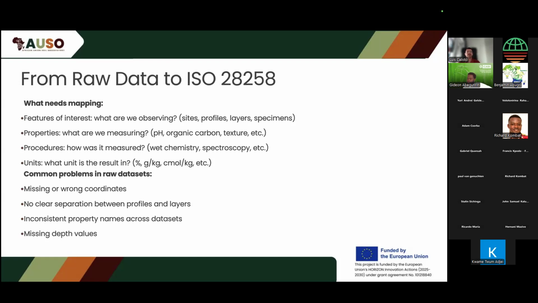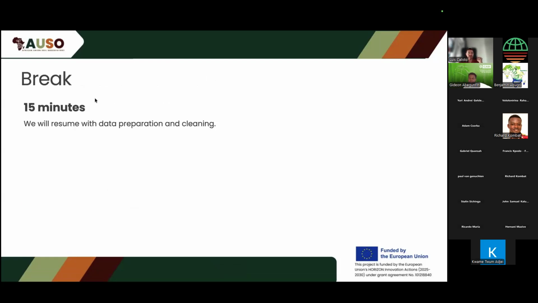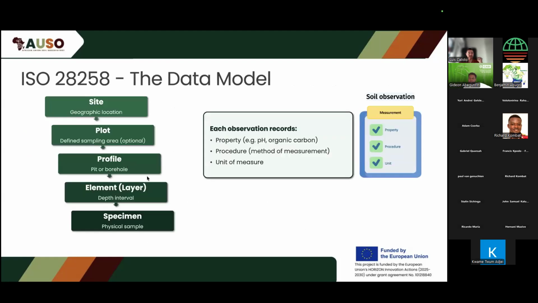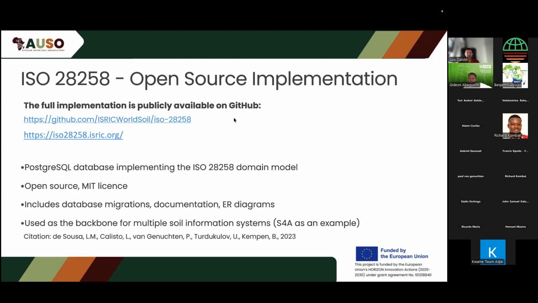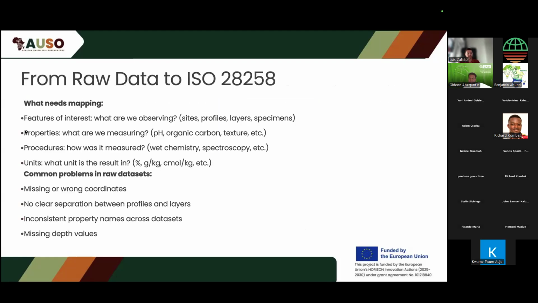So basically, what we need to map. When we have an Excel file, what we need to do now is understand what are the features of interest. What are we observing? The features of interest are what I had in one of the previous slides about ISO: site, plot, or profile, and layers and specimens. What do we have in our data? Sites, profiles, layers, and specimens.